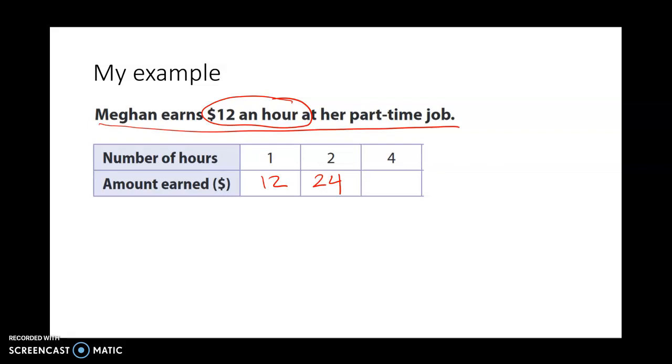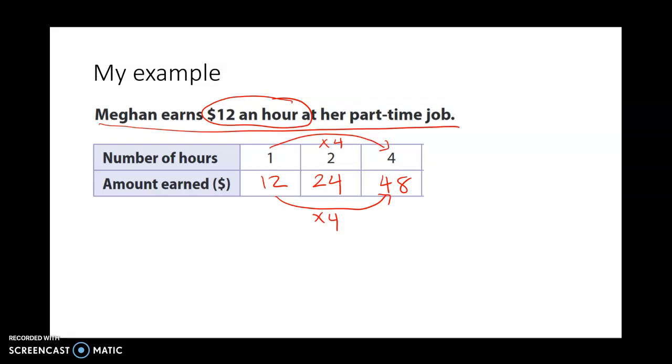Some kids were saying that we were going to multiply 12 times 4, because for 1 hour it's 12, but from here to here, we're going to multiply by 4. 1 times 4 is 4, so whatever you do to the top, we got to do to the bottom. So we're going to multiply it by 4. 4 times 2 is 8, and 4 times 12 is 48. Okay, great job. So we filled in the table.